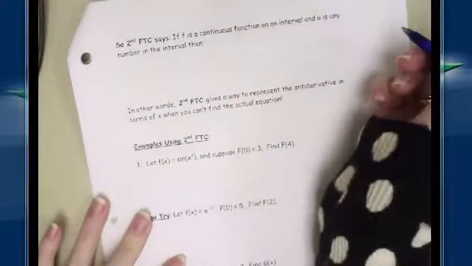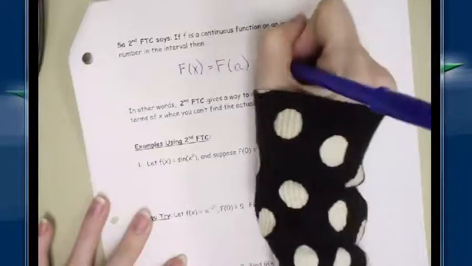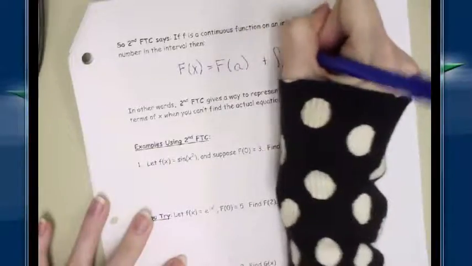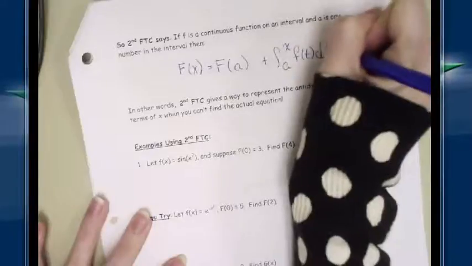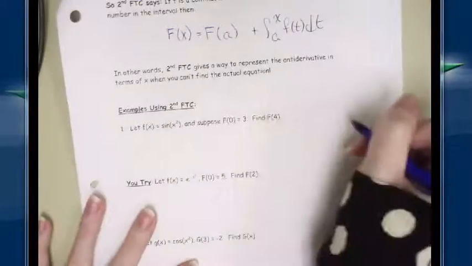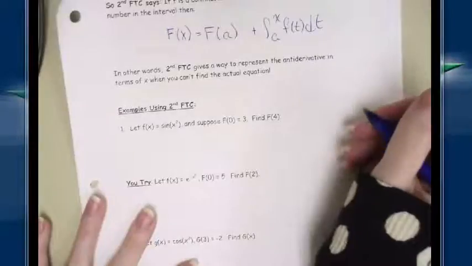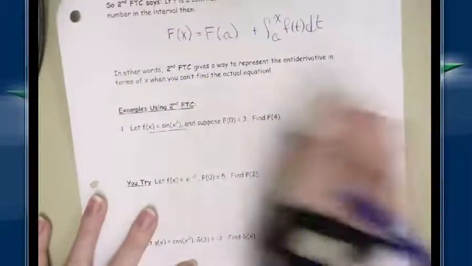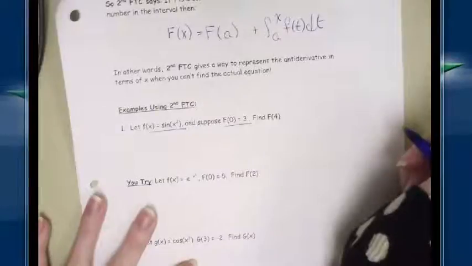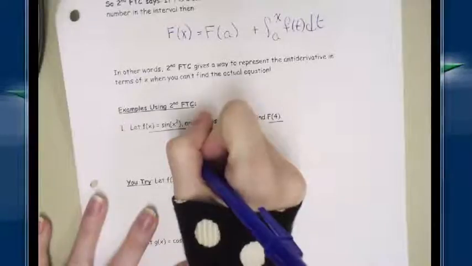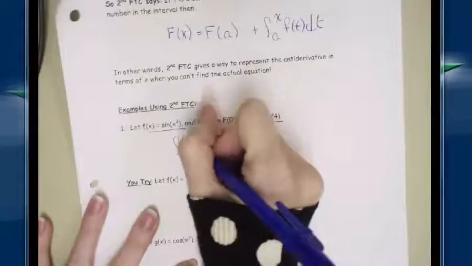So for the second fundamental theorem, if f is continuous on the interval and a is any number in the interval, then we can write that F of x equals F of a plus the integral from a to x of f of t dt. So now we're going to use that skill here, okay? They're giving you your function, they're giving you F of 0 is 3, and they'd like to find F of 4. So I will write an integral from 0 to 4 of my function.